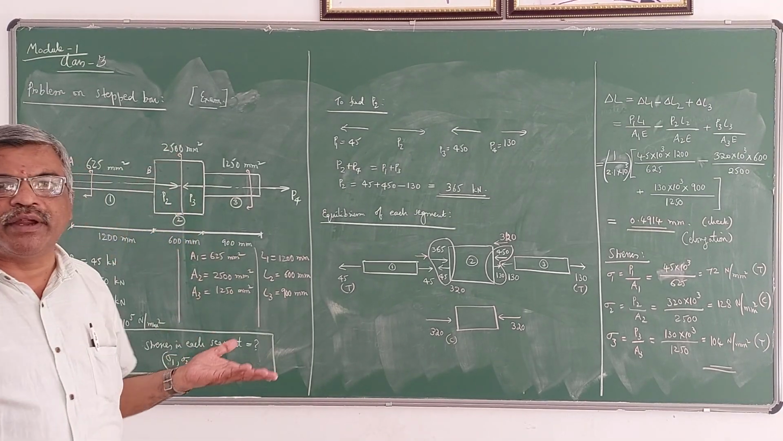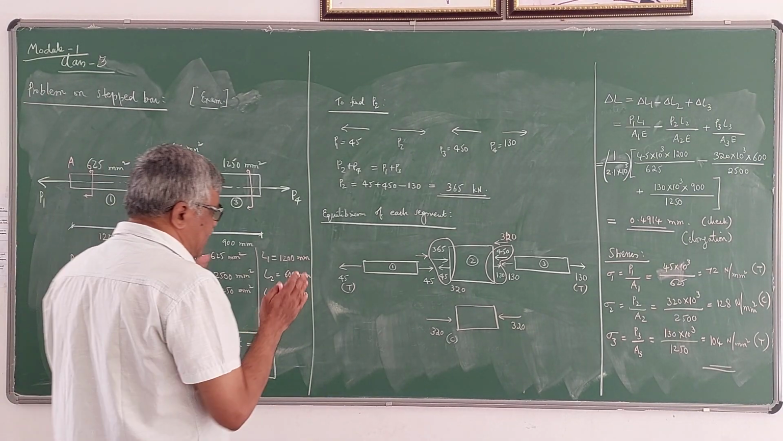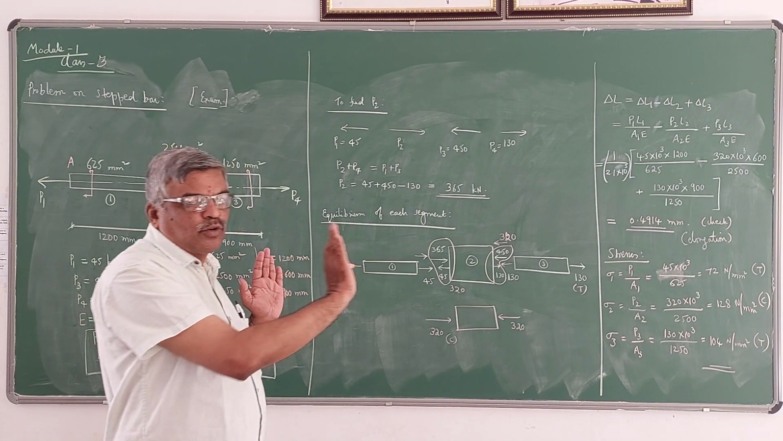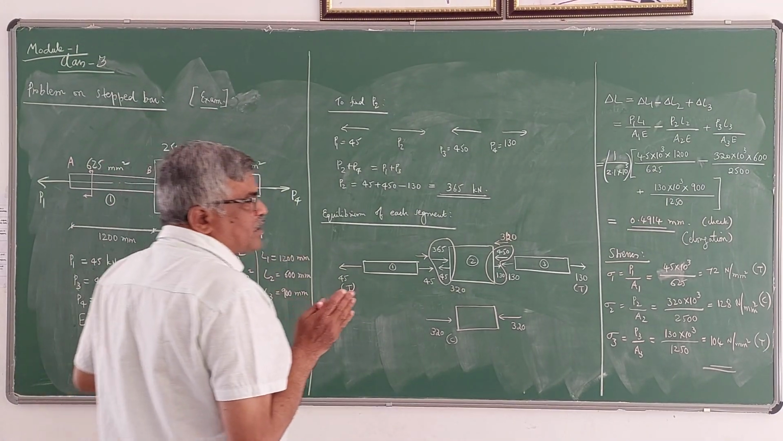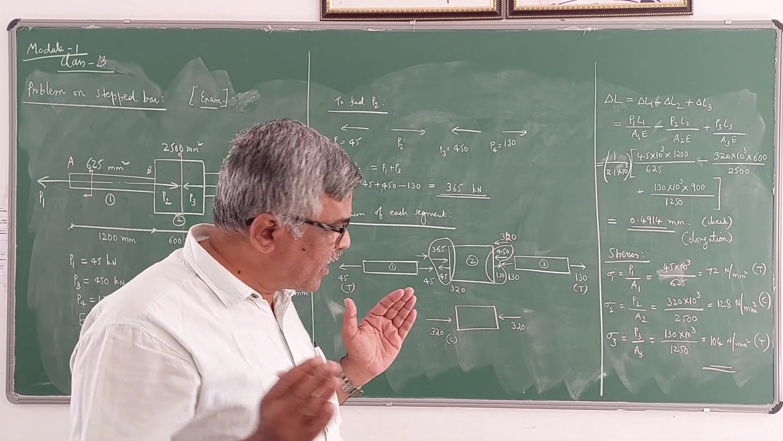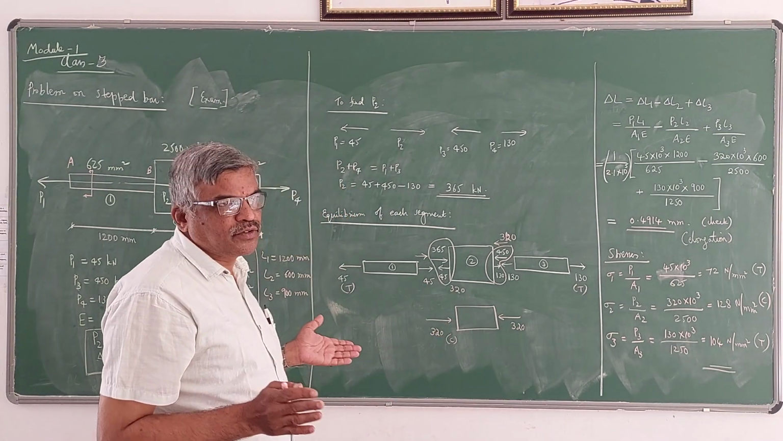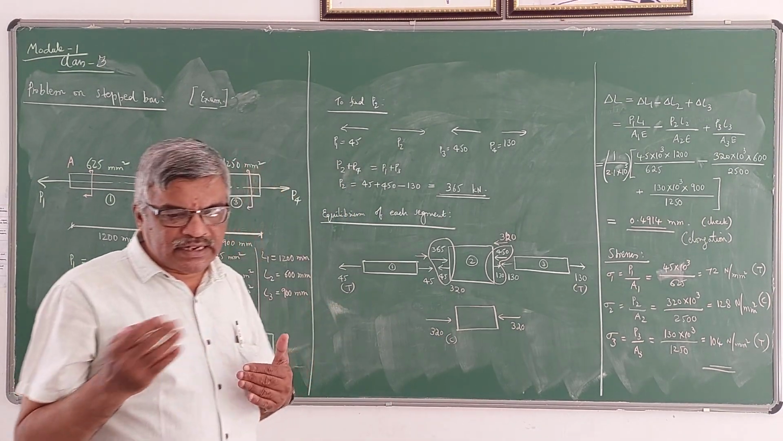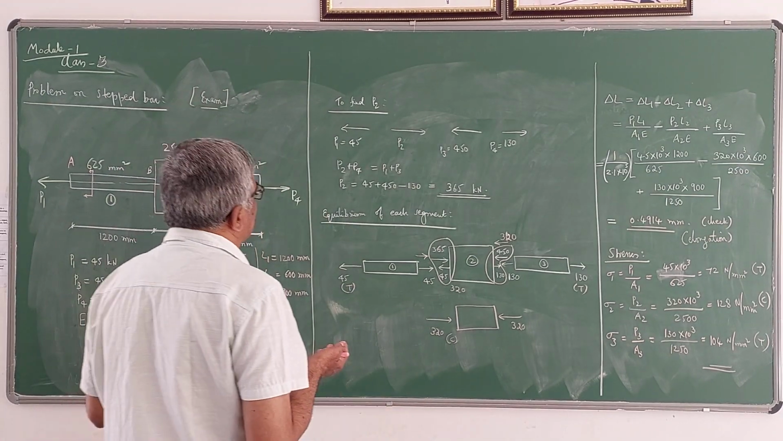Once again, stress can be tensile or compressive. If elongation takes place, that is, if the segment is subjected to tensile force, then it is tensile stress. If contraction takes place, that is, if the segment is subjected to compression, then compressive stress will develop. So tensile force leads to tensile stress, compressive force leads to compressive stress. That we will decide later.